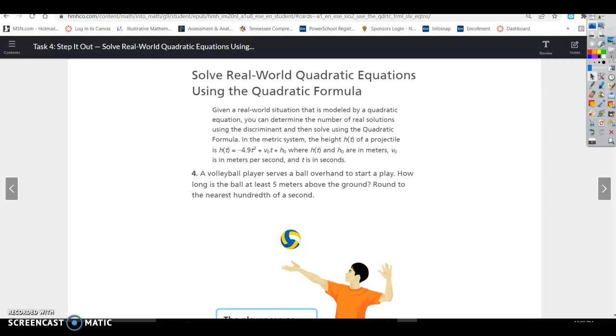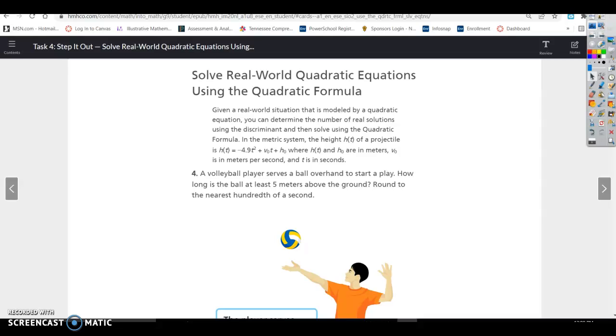Lesson 18.3, Task 4. Solve real-world quadratic equations using the quadratic formula. Given a real-world situation that is modeled by a quadratic equation, you can determine the number of real solutions using the discriminant and then solve using the quadratic formula.